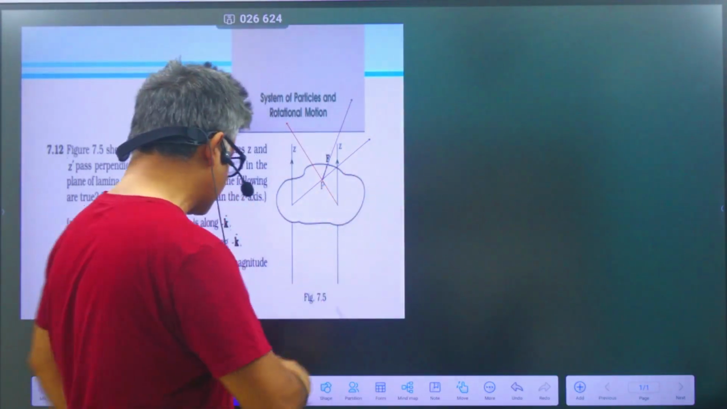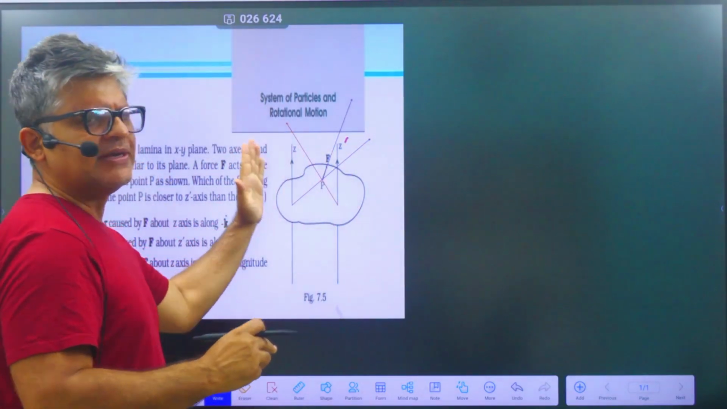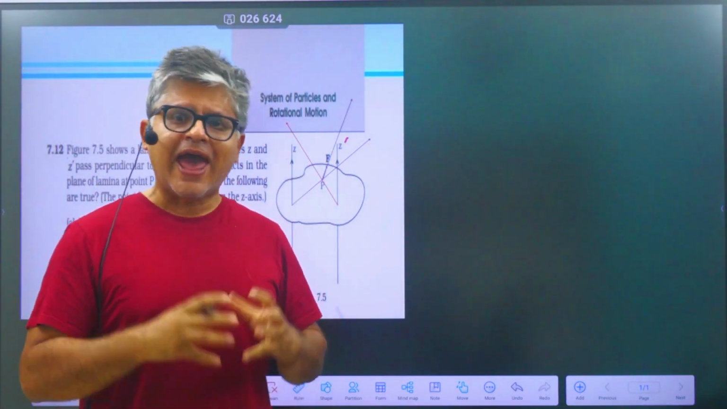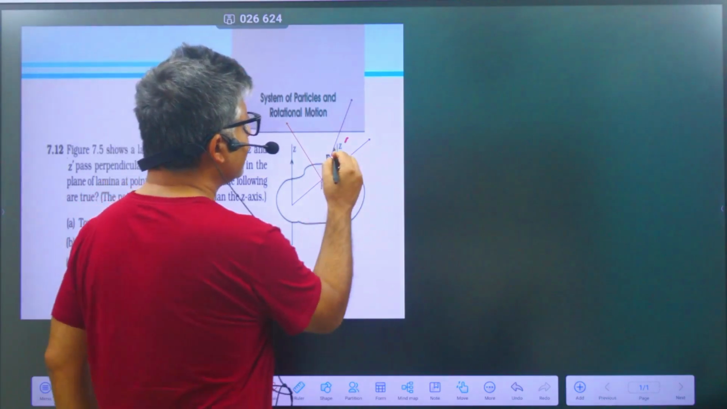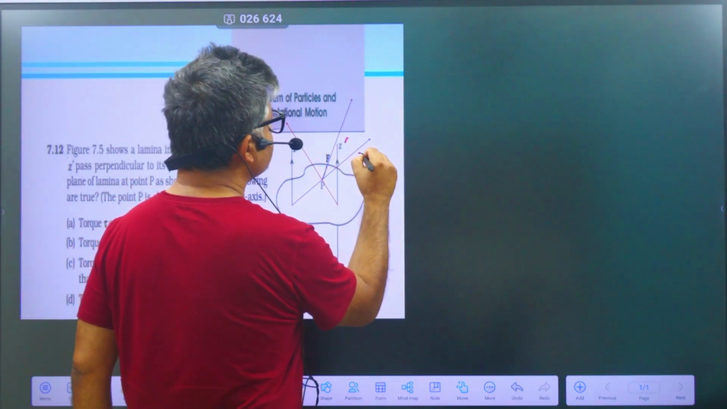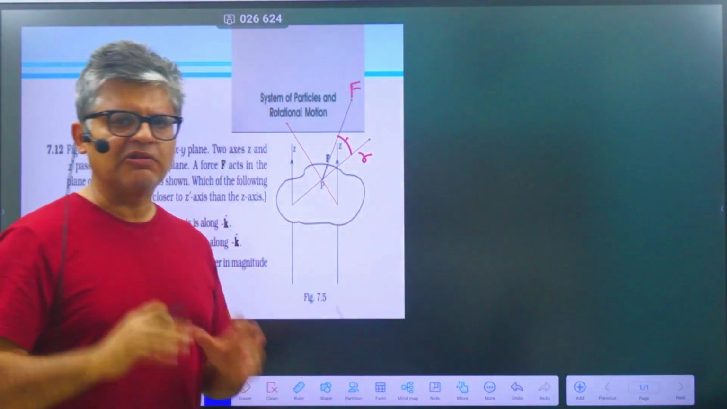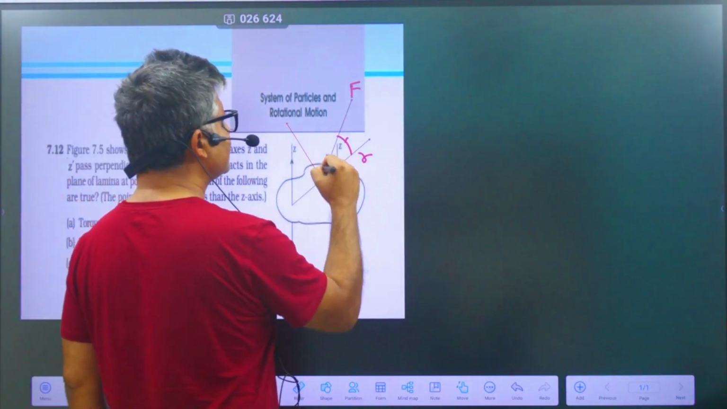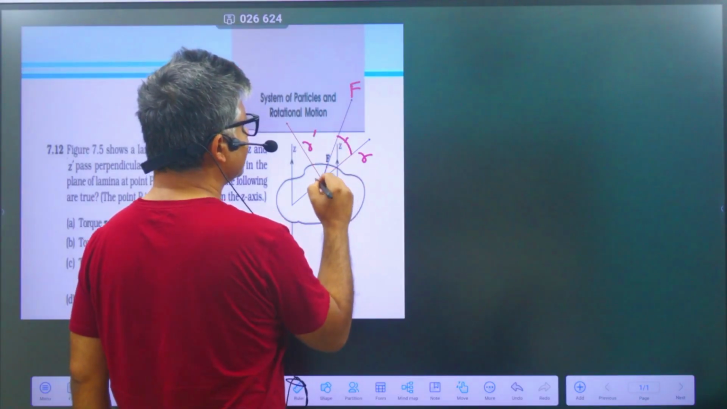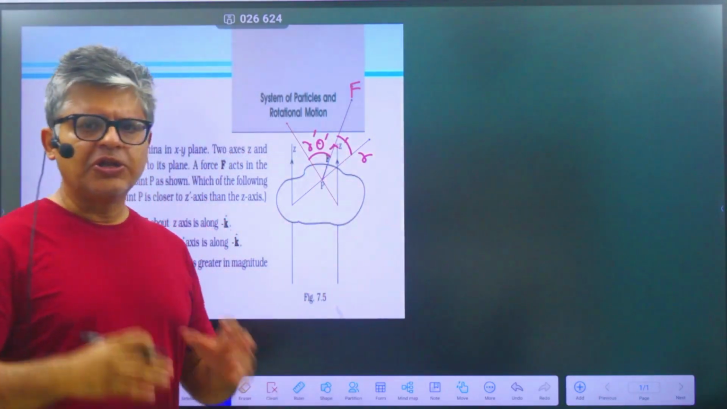Point P is closer to the Z dash axis, and it is farther from the Z axis. Now, angles are not given. They should have given these angles. If this is your force and this is your R, they should have given this angle, but it is not given. Similarly, if this is your R dash vector and the angle is theta dash, it is not given.